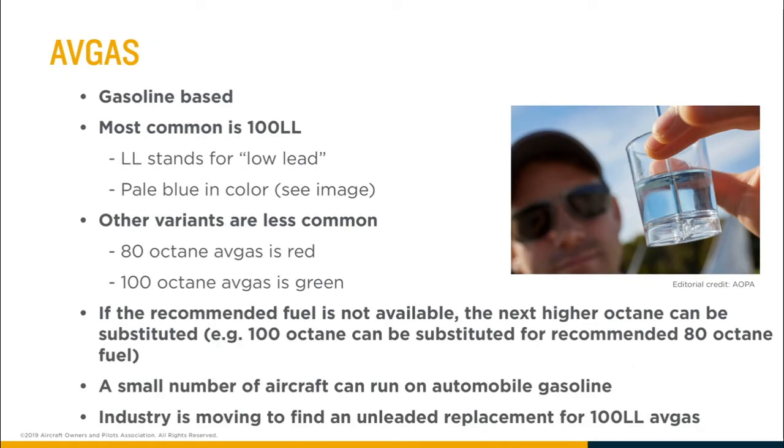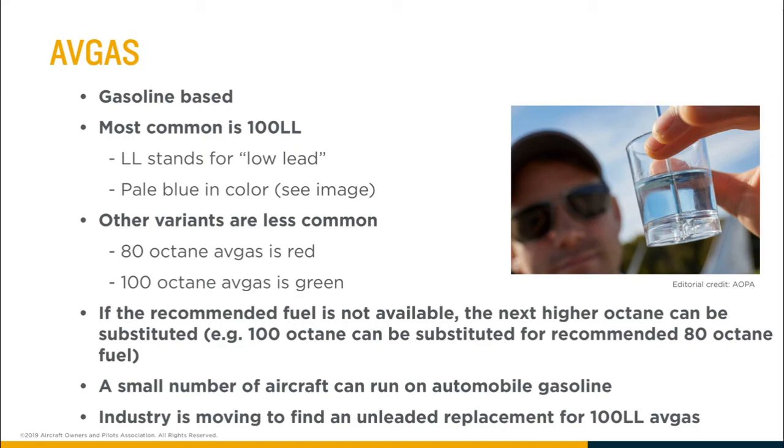AV gas is mostly gasoline based. They do some different things with it. The octane level kind of determines how well it runs in your engine. That's really a simplified version of it. But if you go to a gas station, you'll notice the numbers on the gas pump, like 88, 98, 108, things like that. Those are called the octane of the gas.